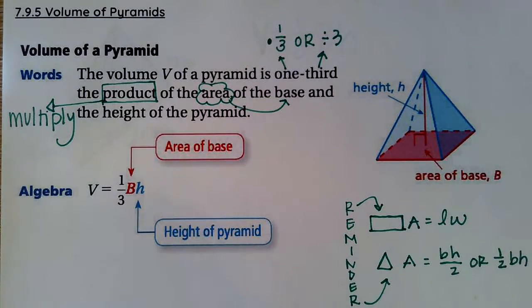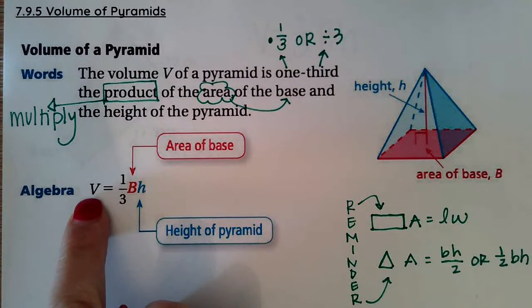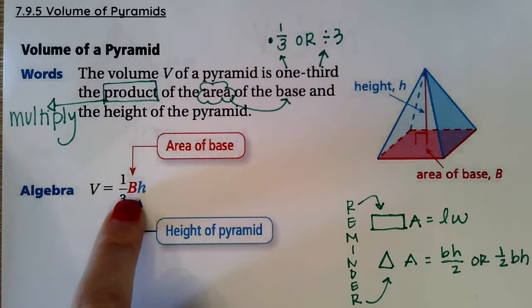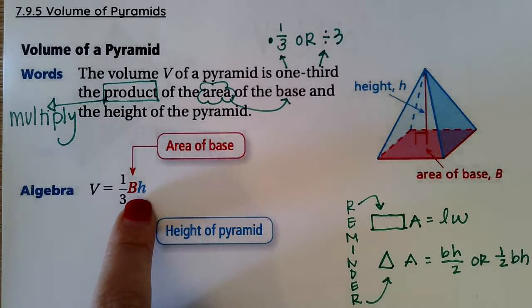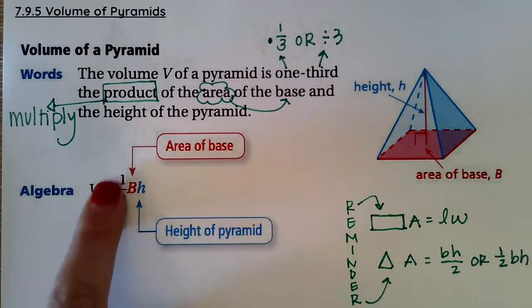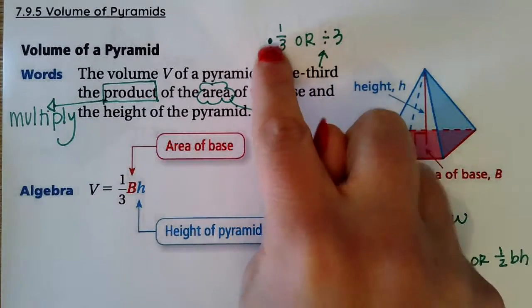Today we are going to talk about finding the volume of pyramids. When we find the volume of pyramids, we use the formula volume equals 1/3 times the area of base times your height.